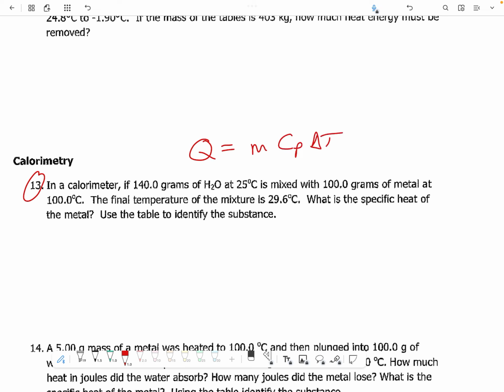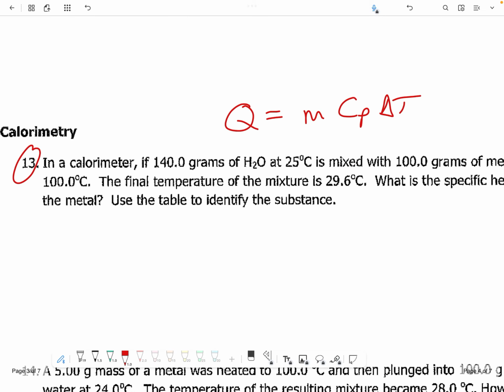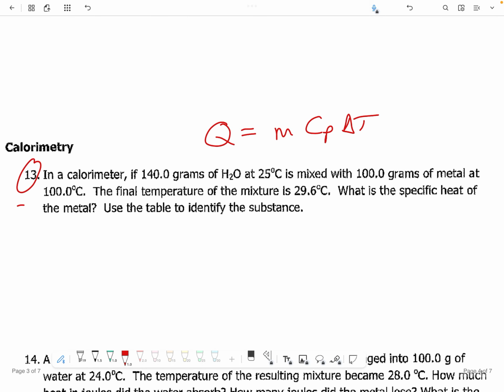All right, so what we're going to do is find the Q of the water, and then we also have the Q of the metal. You have to realize that in your equations you can only be solving for one variable. If you have two variables that were not solved for, then you can't solve that problem. You have to solve the other one first to solve for the one that has two variables.